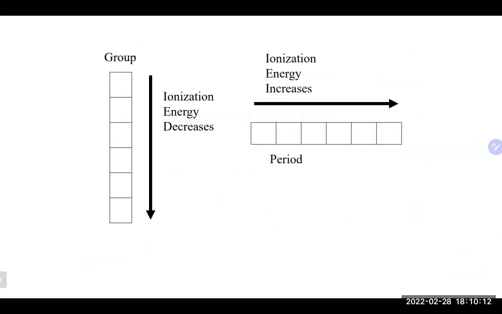In general, when we look at the ionization energy, or the first ionization energy, which is the energy to remove an electron, it increases as you go up and to the right on the periodic table, and decreases as you go left and down on the periodic table. That is the general trend.